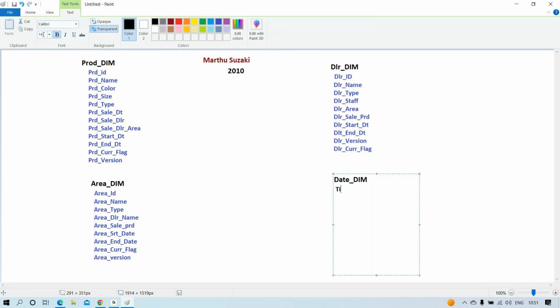So for the time dimension, I'll just use it as time ID. How do we maintain the time information? We will have yearly information. We will have quarter information. In a year, how many quarters do we have? Four quarters. In a quarter, how many months? Three months. Like this, we will maintain the information. This is called hierarchical data.